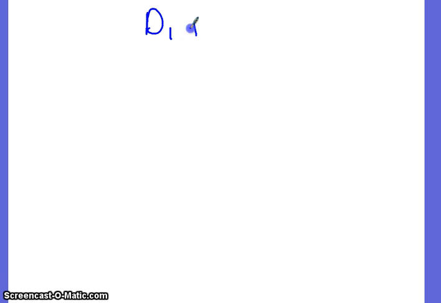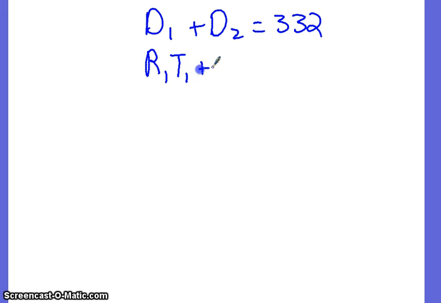So distance 1 plus distance 2 equals 332, right? Which is why we're able to substitute in the rate times time for distance. So that means we can do R1 T1 plus R2 T2 equals 332. We're able to substitute that information in for what we have.